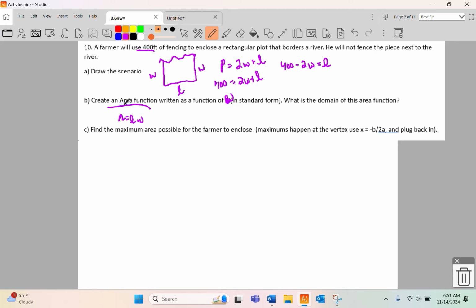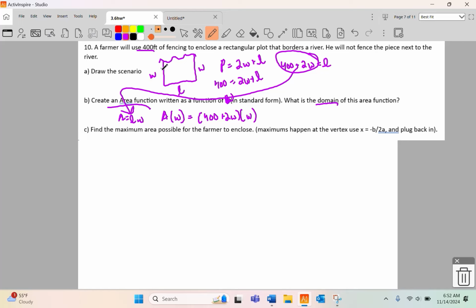And I'm able to take this, and I'm able to throw it right there. So area as a function of W is going to be 400 plus twice W times W. Now, I'll put it in standard form in a minute, but this is where we check domain, okay?